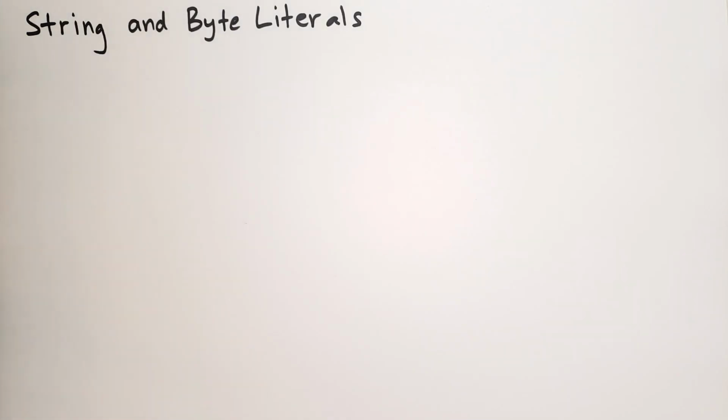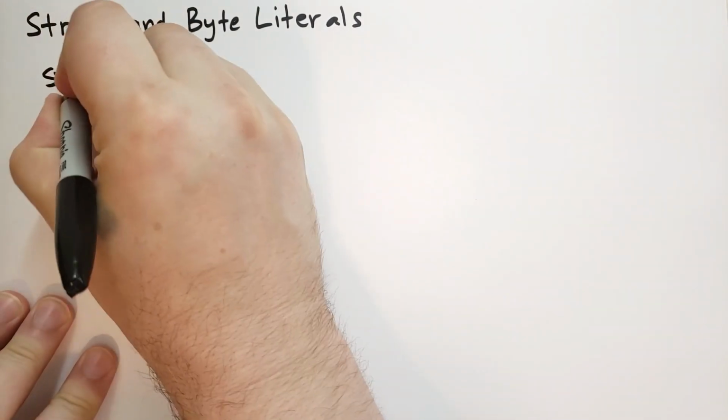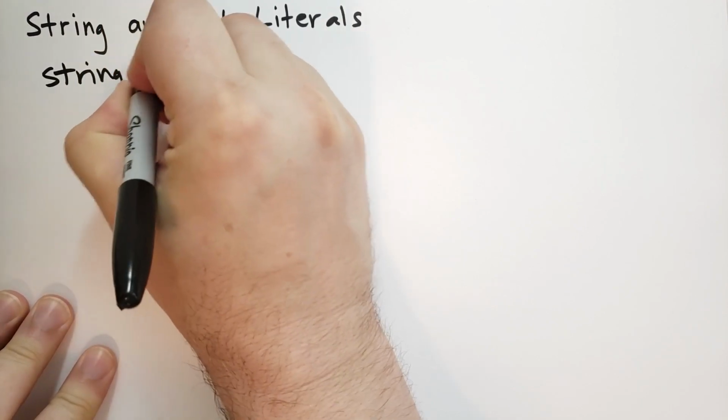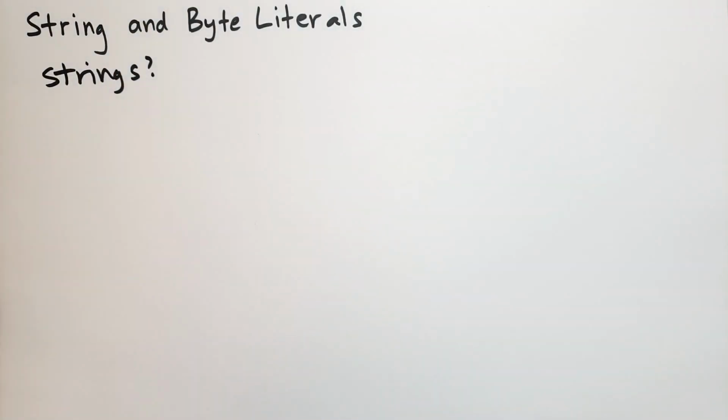In this lecture, we're going to cover strings and bytes, as well as how to represent them as literals in Python. First, what are strings? Strings represent human-readable text. Strings are literally sequences of Unicode code points.